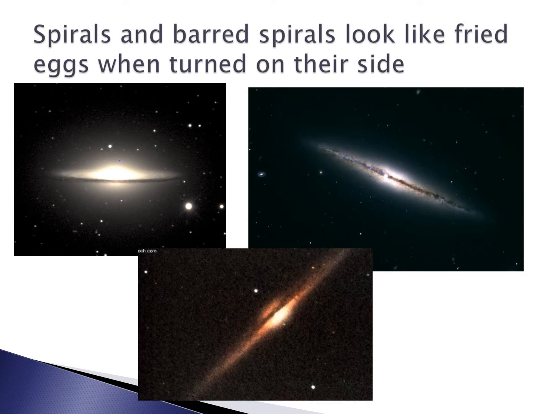Now, both spirals and barred spirals look like pinwheels when you look at them face on, or top down, you might say, or bottom up, I guess. But if you turn them on their side, you see that they're actually very thin, and I usually liken them to fried eggs. They're sort of bulgy in the middle. That would be the yolk of the fried egg. And then they're thinner on the edges here. That would be sort of the white part of the egg. And so here we have some beautiful spirals and barred spirals that are turned on their sides.